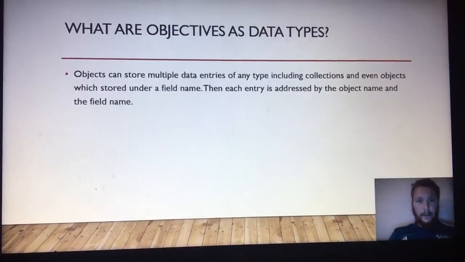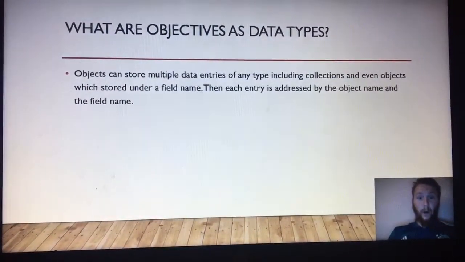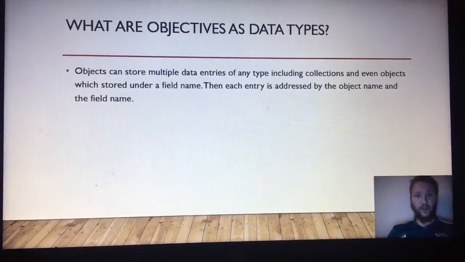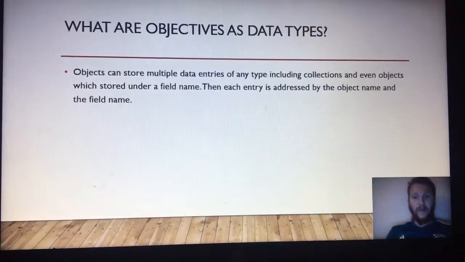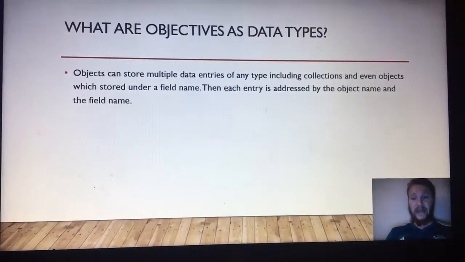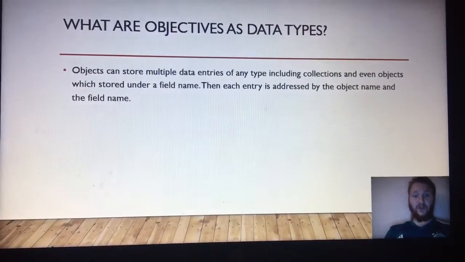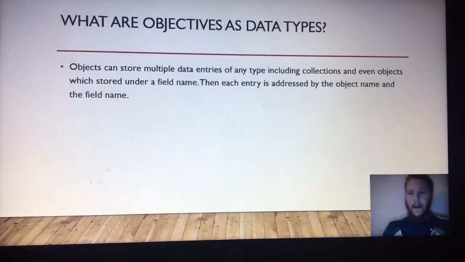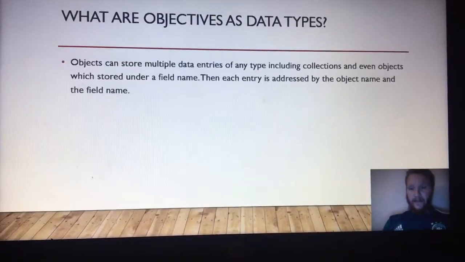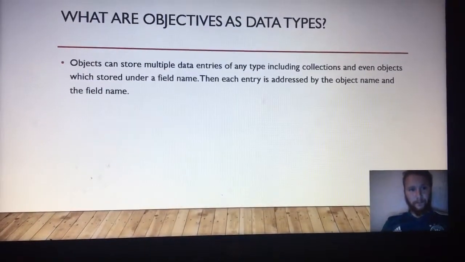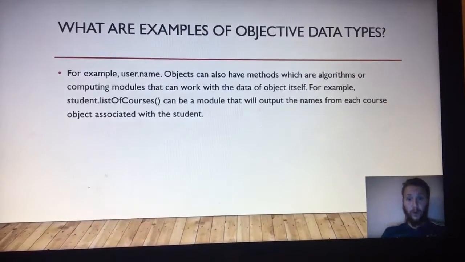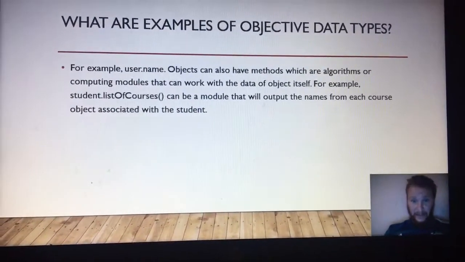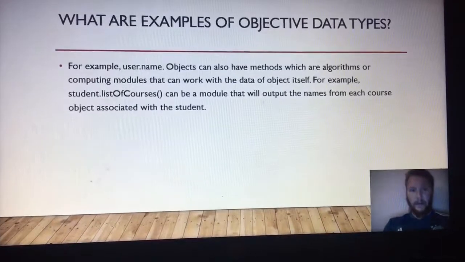Lastly, let's talk about objects as data types. Objects can store multiple data entries of any type, including collections and even other objects, which are stored under a name. Then each entry is addressed by the object name and the field name.